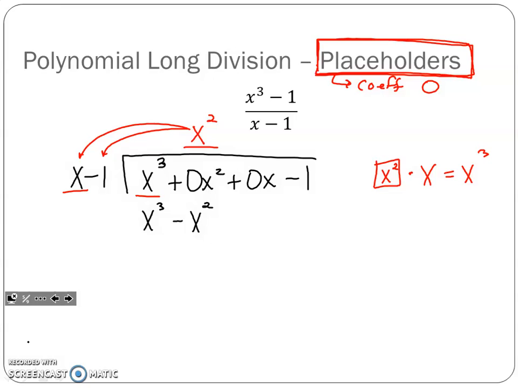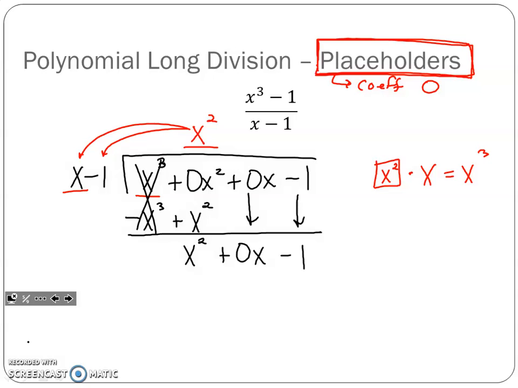I'm going to draw the line and change the signs. My x cubes cancel. I've got a 0x squared and a positive x squared, so that gives me just an x squared. Then I'm going to bring everything down: I've got a 0x and a negative 1. Remember, our pattern just repeats itself. So what times x gives me x squared? Well, x times x would give me an x squared. That's a positive x.